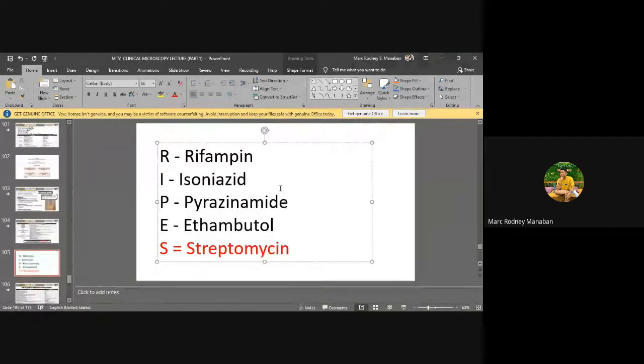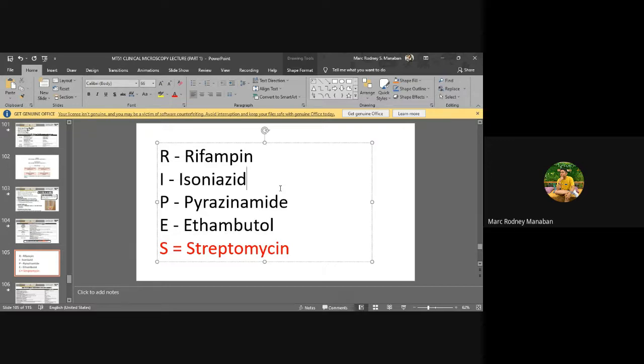It is the first drug. You can change the mnemonic to SPIRE, S-P-I-R-E, to remember the S, that it came first. See? SPIRE, okay? Or RIPES: rifampin, isoniazid, pyrazinamide, ethambutol, and streptomycin. These are considered, again, the first-line agents against tuberculosis.